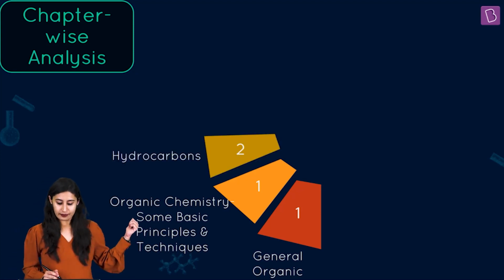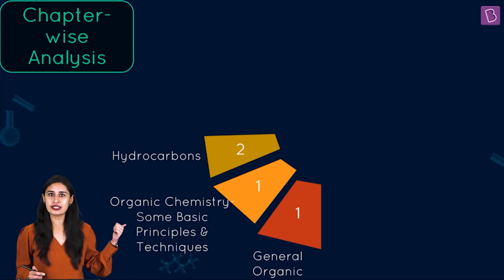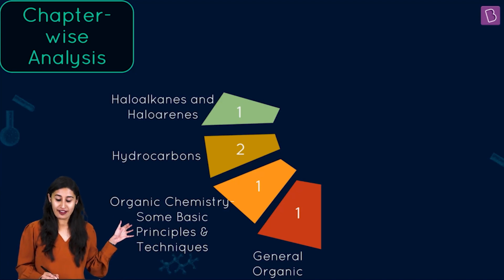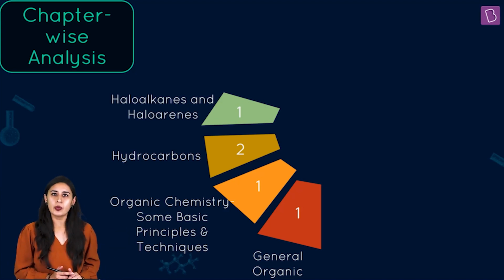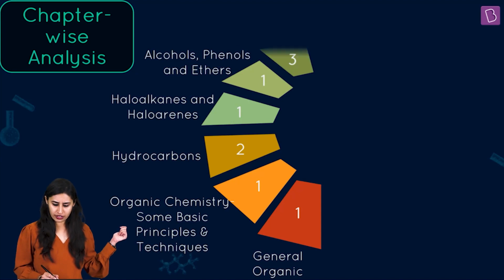What else? Hydrocarbons, the second chapter of Organic Chemistry Class 11. Again, one of the very foundational chapters. 2 questions were asked. What else? The first chapter of Class 12th Organic Chemistry, haloalkanes and haloarenes. 1 question was asked. What else? Alcohol, phenol, ethers. Again, 1 question.